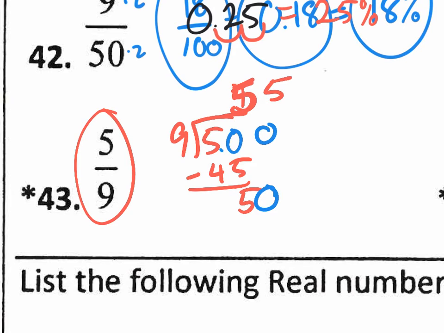9 times 5 will get us close to 50 again. You'll have 45. Subtract, you get the remainder of 5. Then you add a 0, drop a 0. And what's going to happen? It's going to keep going forever and ever and ever.